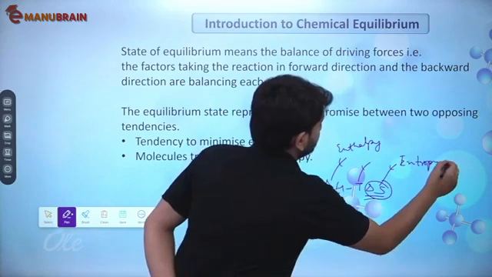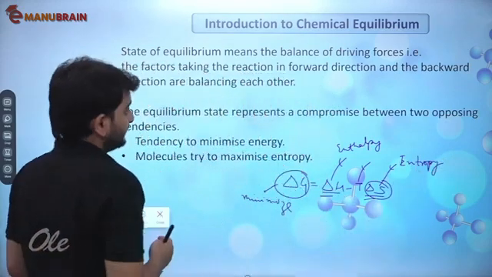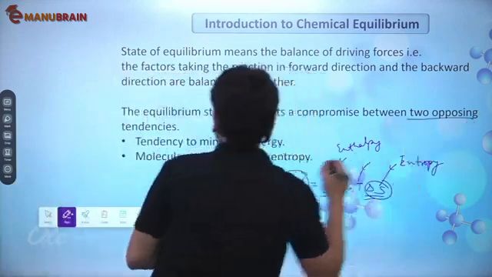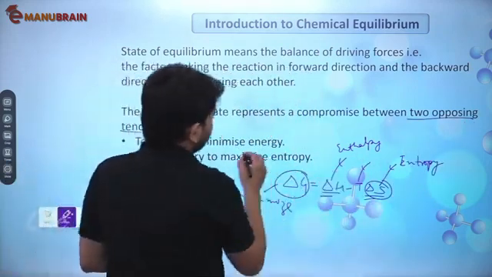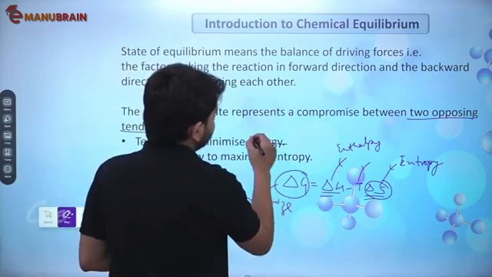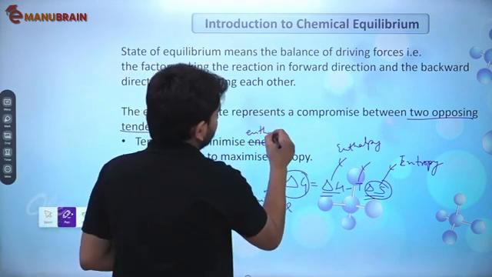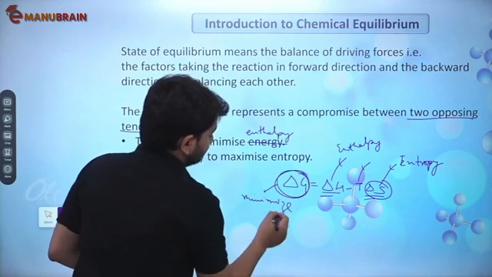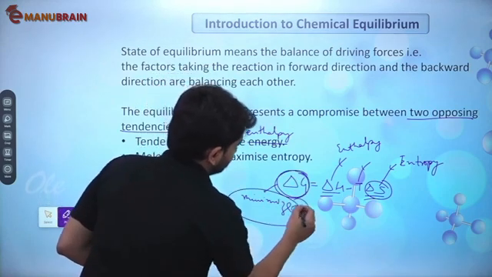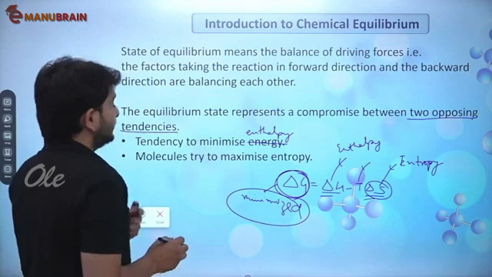So these are two opposing factors, or tendencies: the tendency to minimize this enthalpy. Instead of energy, I should write enthalpy, a better term. This gives free energy. This has to be minimized, guys.